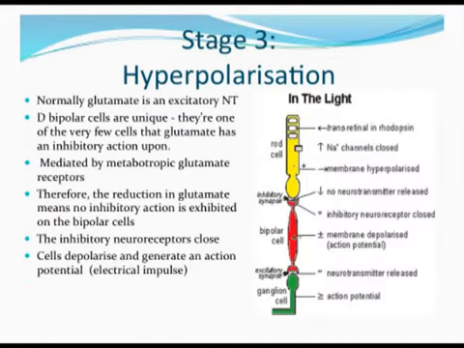But if glutamate is an excitatory neurotransmitter, how would a reduction in neurotransmitter stimulate the downstream neurons? This is because the bipolar cells are quite unique, because they're one of the few cells that glutamate actually has an inhibitory action on. So if you reduce the amount of neurotransmitter that's released from the photoreceptor cells, it reduces this inhibitory action on the bipolar cells. So the bipolar cells become excited and generate a nerve impulse, and this is transmitted to the ganglion cells, which then goes to the brain, to the visual cortex. And that is the process of phototransduction.